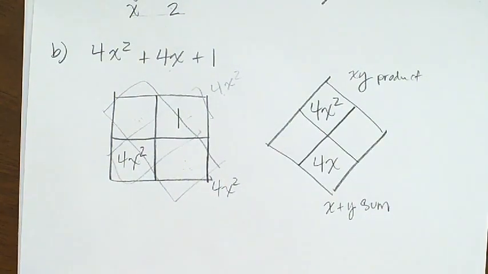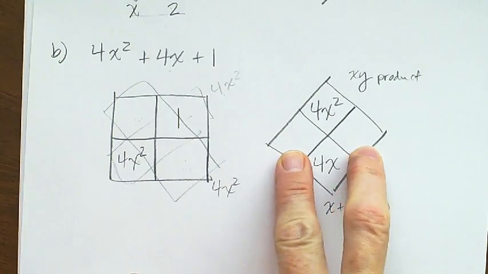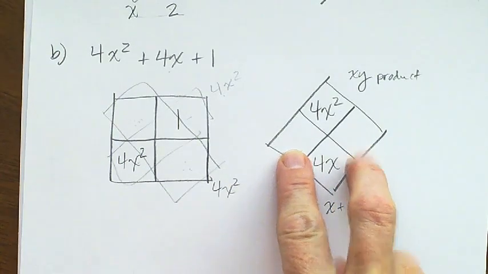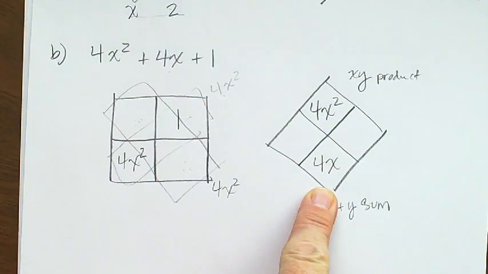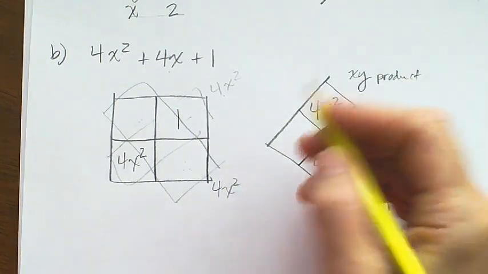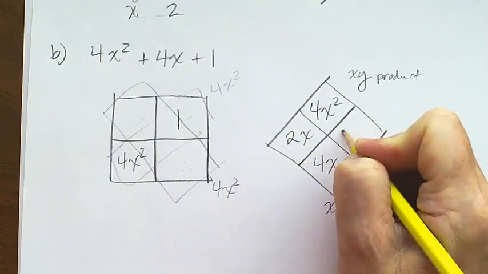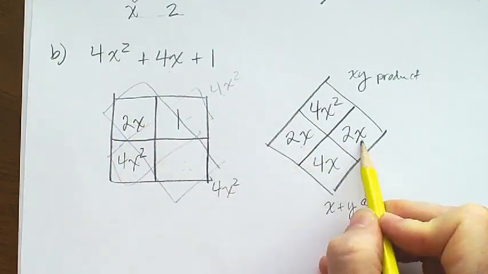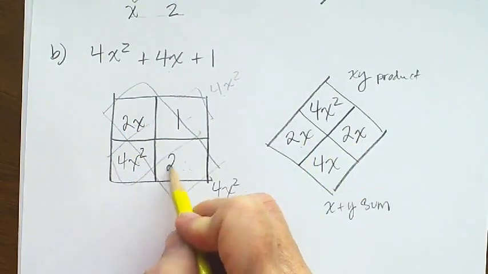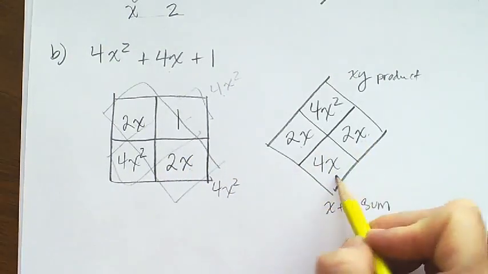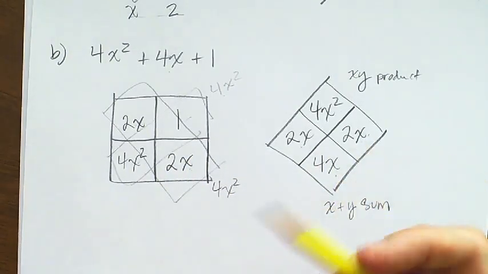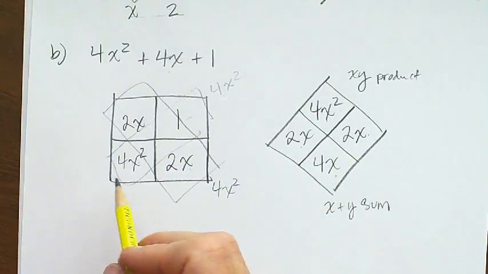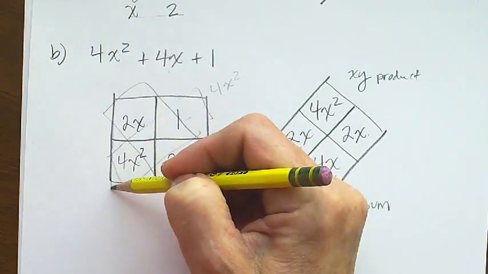Okay, so we're looking for two terms that when I multiply them, I get 4x squared. When I add them, I get 4x. Have you guessed it? 2x and 2x. 2x times 2x is 4x squared. 2x plus 2x is 4x. Now we're just going to get the length and the width of this model.